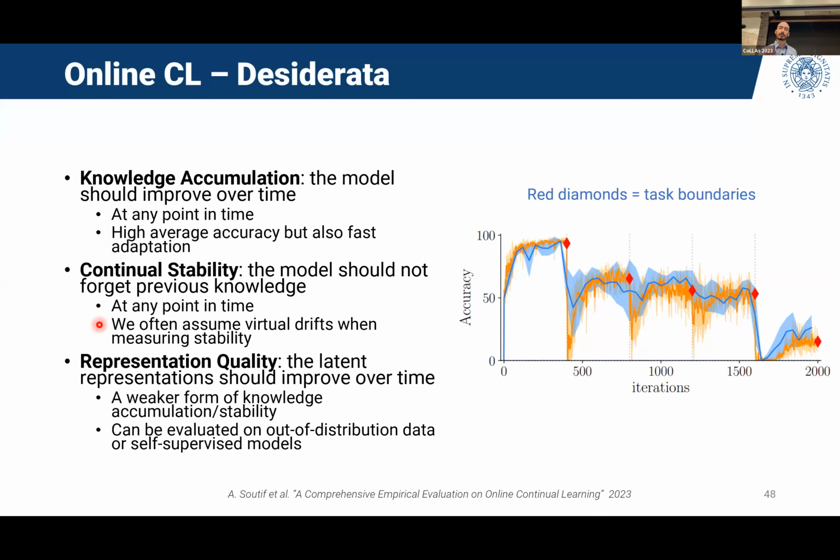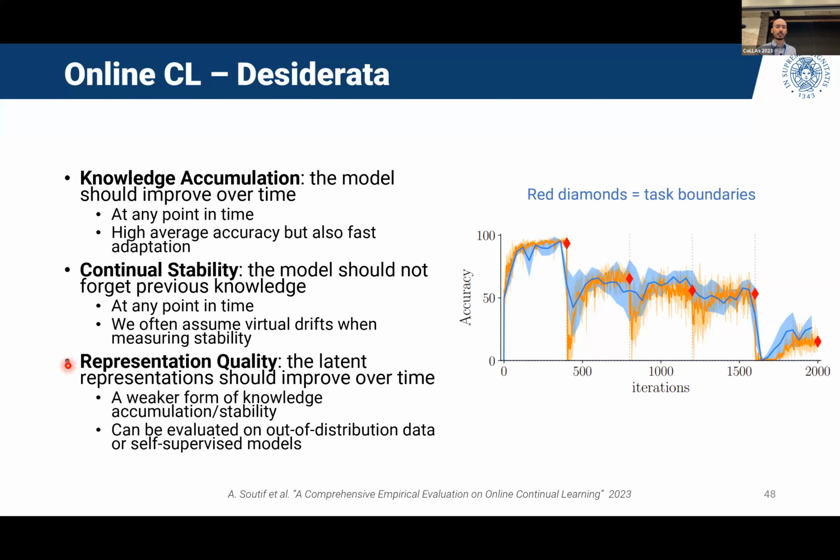And keep in mind, when we measure stability, forgetting, we measure this on the old task, on the old data. So we often assume virtual drift. We assume that the things that we have seen before are still relevant right now. And finally, the representation quality.